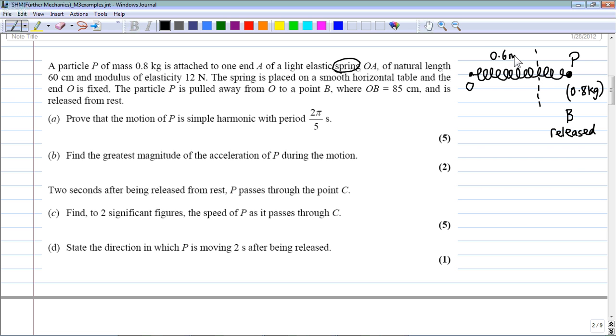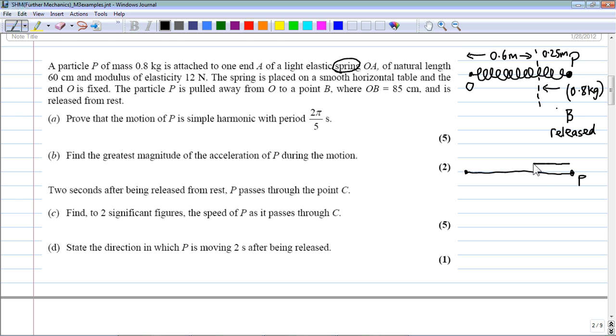So this is 0.6 meters, the natural length, and B is a further 0.25 meters away. So obviously when it's released it will snap back this way, the motion will be this way. Now of course if this were a string with a T instead of a spring with a P, we would not get SHM. If this were a string we would have this situation, an elastic string.